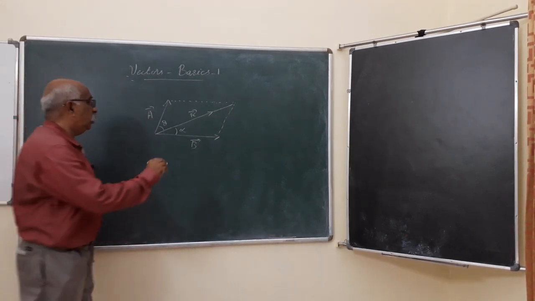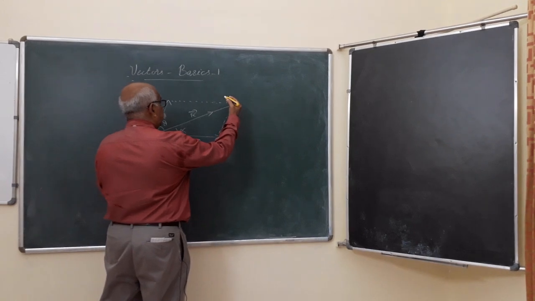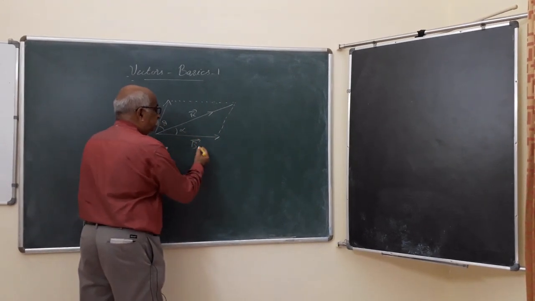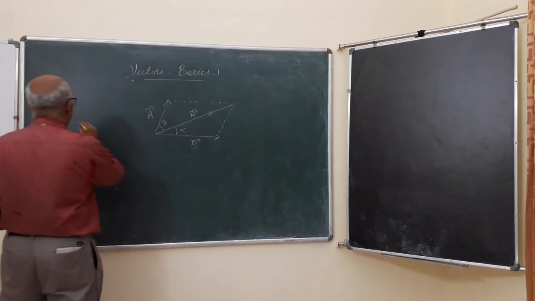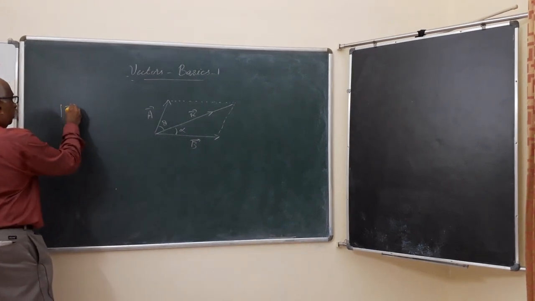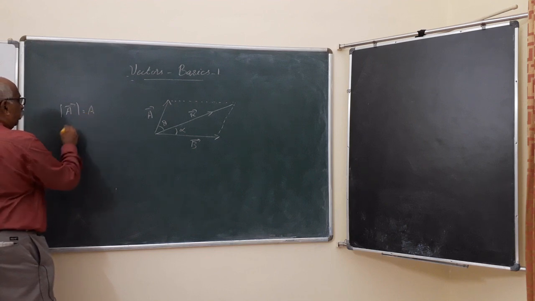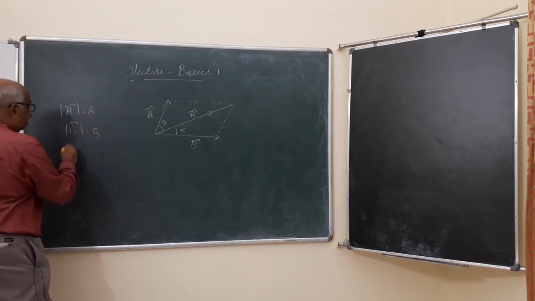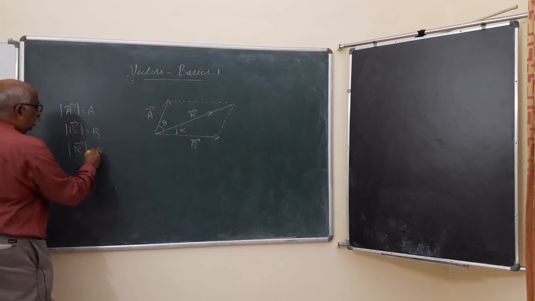Now let us find what is the magnitude of the vector R if magnitude of vector A and magnitude of vector B are known. Magnitude of vector A is denoted as A. Magnitude of vector B is denoted as B. Magnitude of vector R is equal to R.